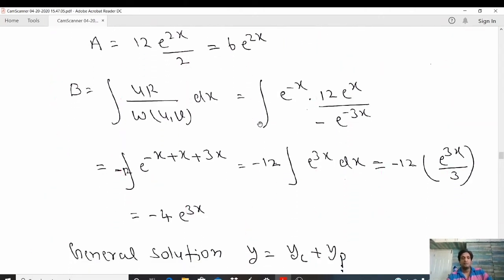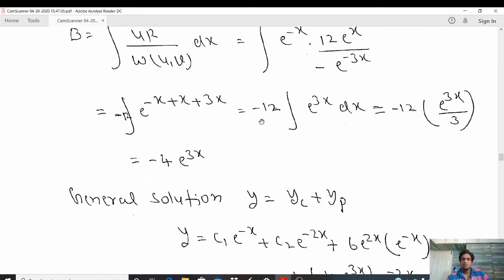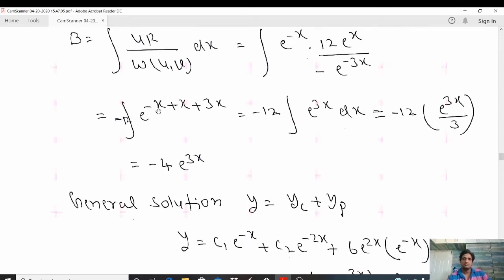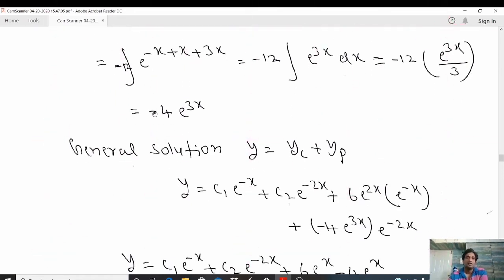Now the b value: b is equal to the integration of u r by the Wronskian of u comma v. That is, u is e power minus x, and r is 12 e power x by minus e power minus 3x. So here also, if you simplify, this value becomes minus 12 e power 3x dx. That is equal to minus 12 e power 3x by 3. The total value becomes minus 4 into e power 3x.